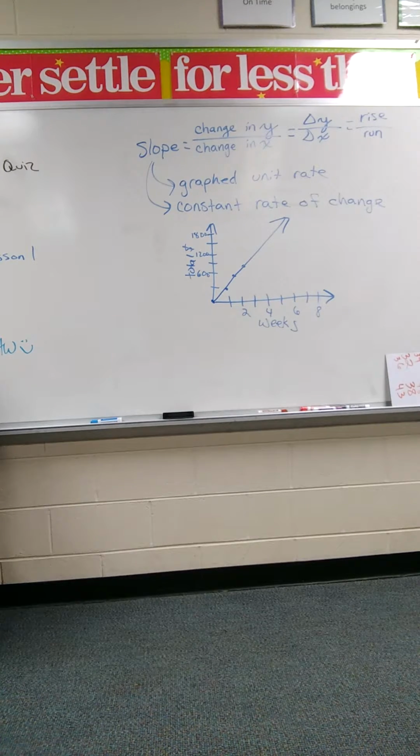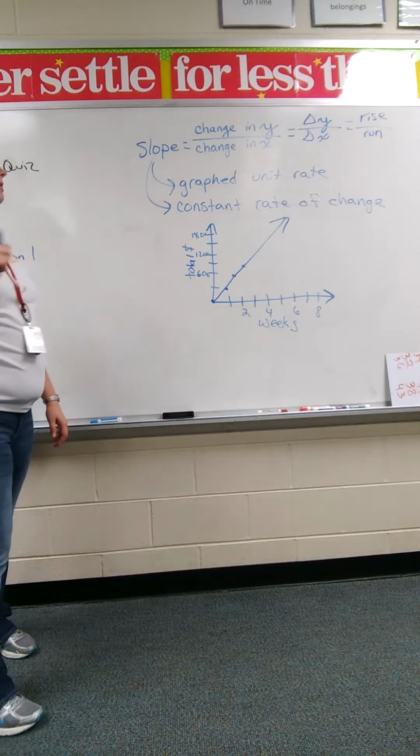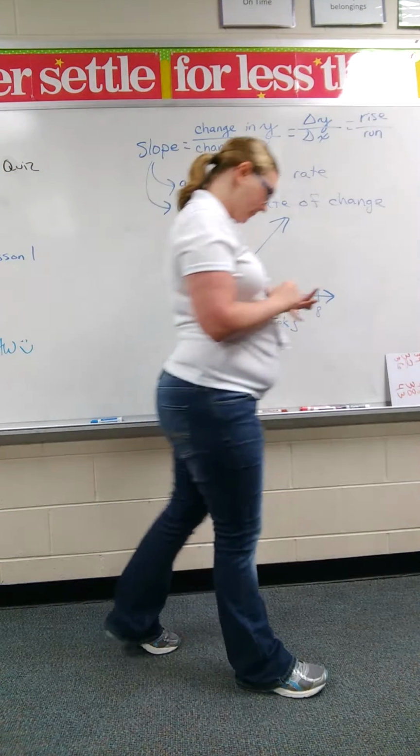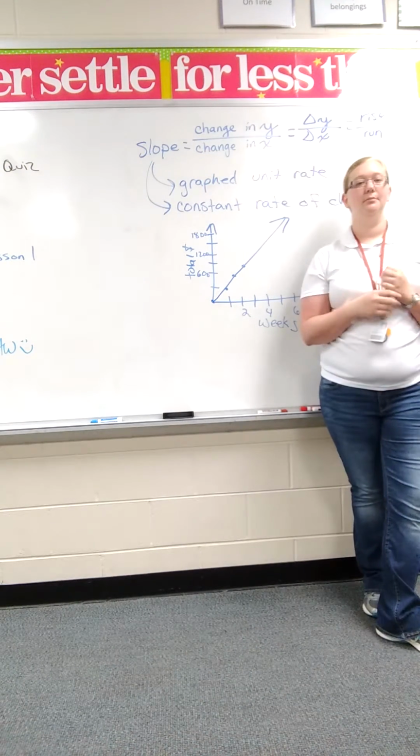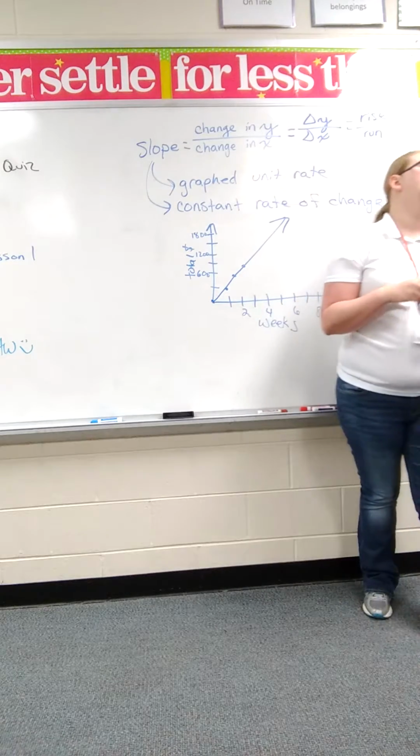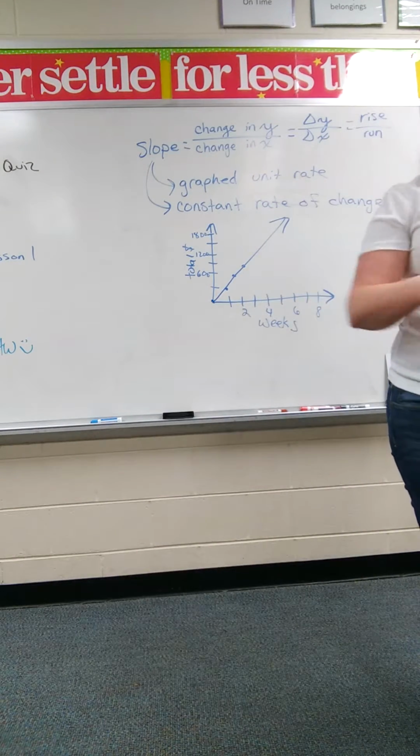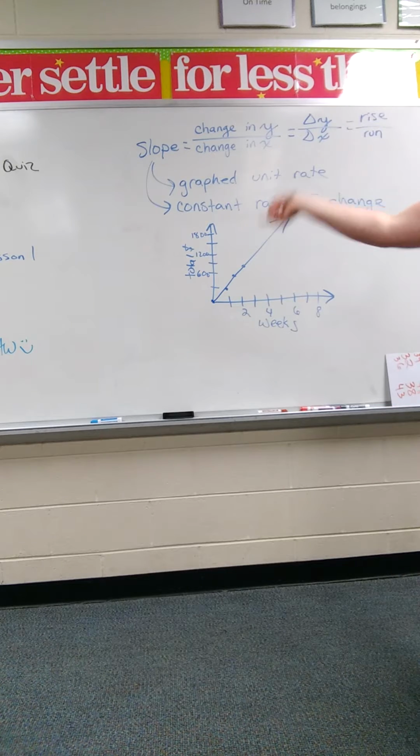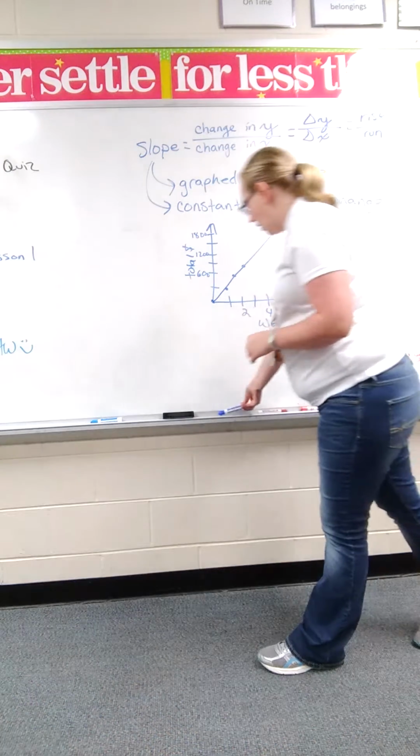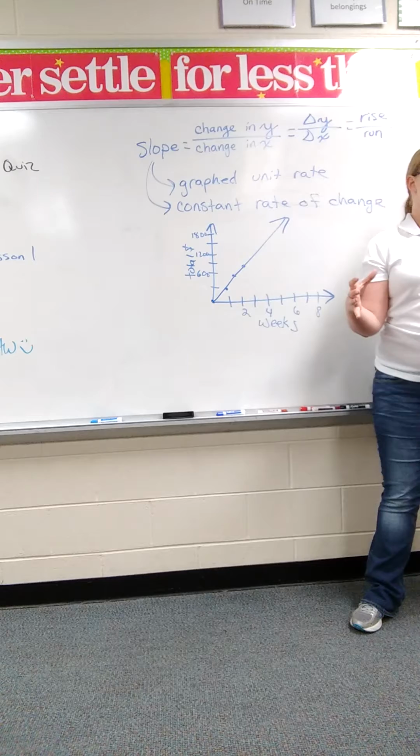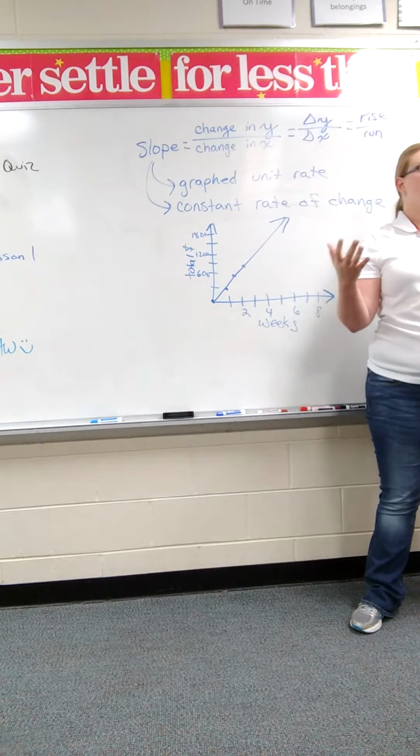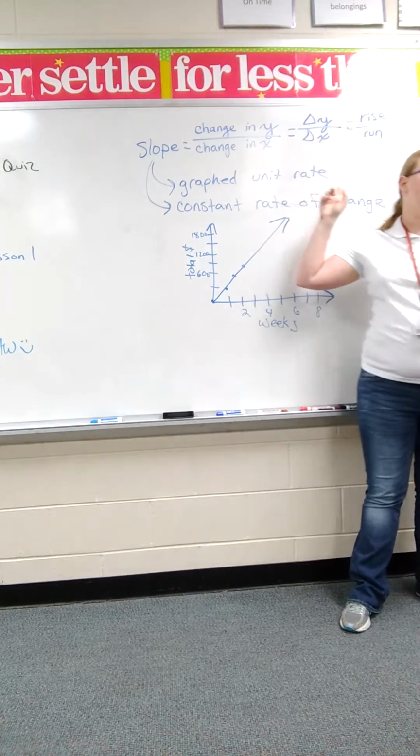Now, ladies and gentlemen, let me ask you this. Let's say that his account started with $200 in it. Would that change our graph? Yes. Would that change our slope? No. Why not? Because he's still adding in $300. Right. So, when our graph is proportional, which is what we're going to be working with, our slope is the same. Okay?